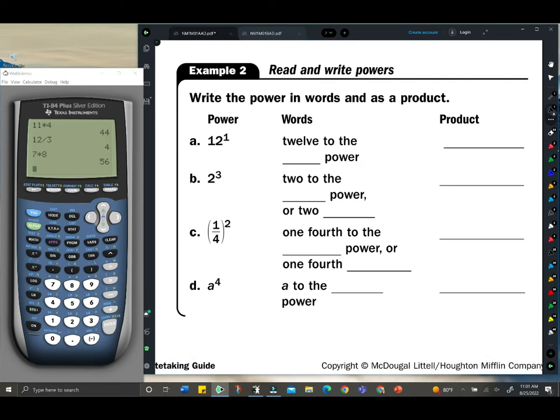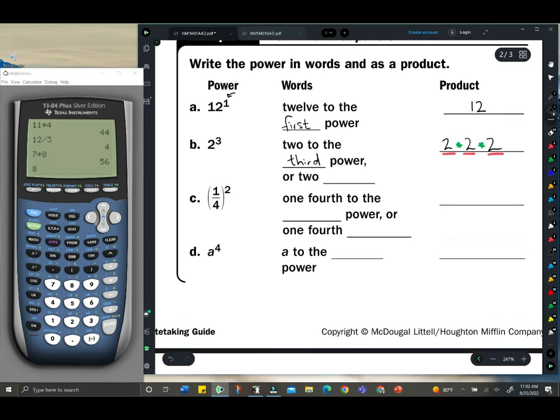Power models. Read and write powers. Okay, so what this says here, 12 with this little mini 1, means 12 to the first power. Basically, it's just 12 once. The power means repeated multiplication. 2 to the third power represents 2 times 2 times 2. 3 instances of 2 with multiplication.